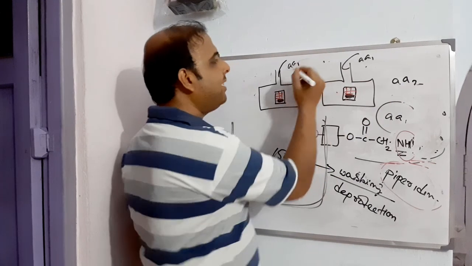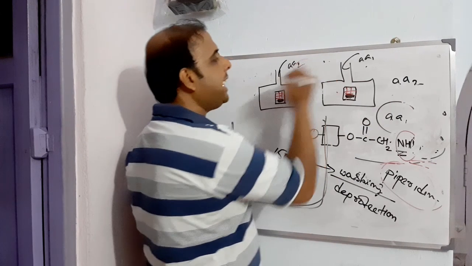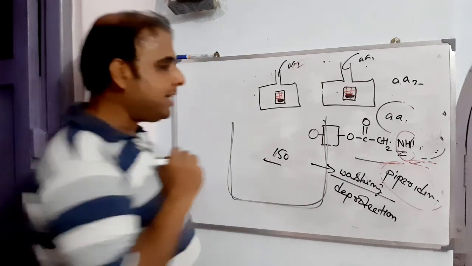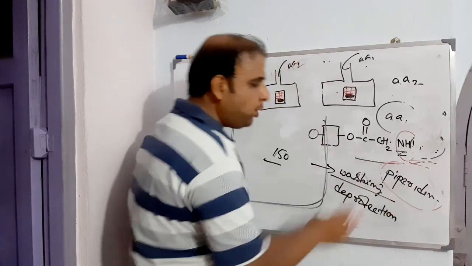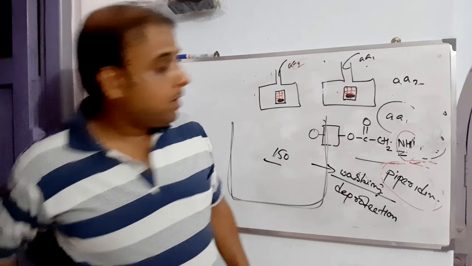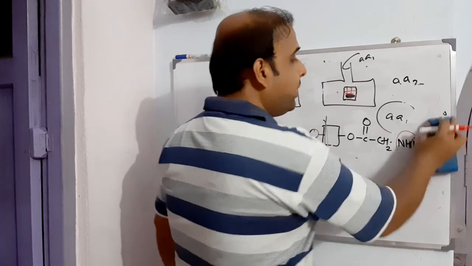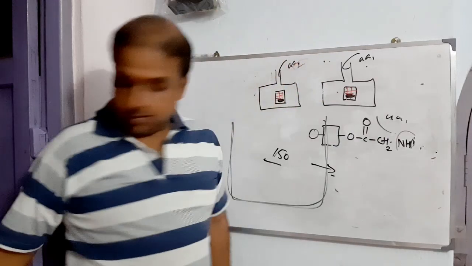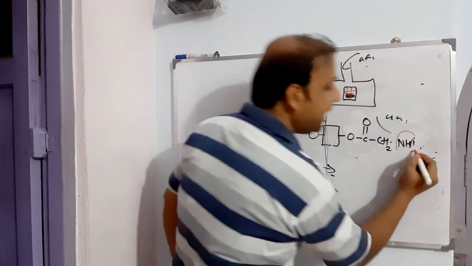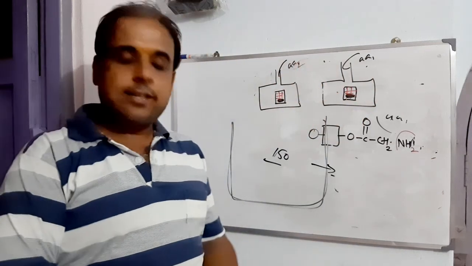Next, we have to add the second amino acid, that means AA2. After adding AA2, what will happen to this end? Let's see. Definitely, the first amino acid can provide the NH2, that means the N-terminal. So what next?